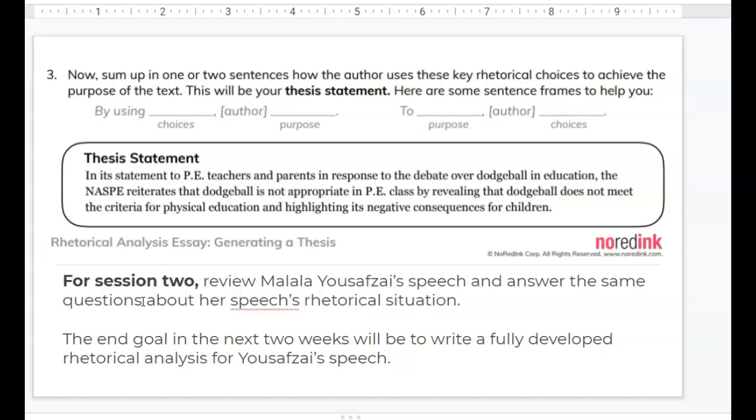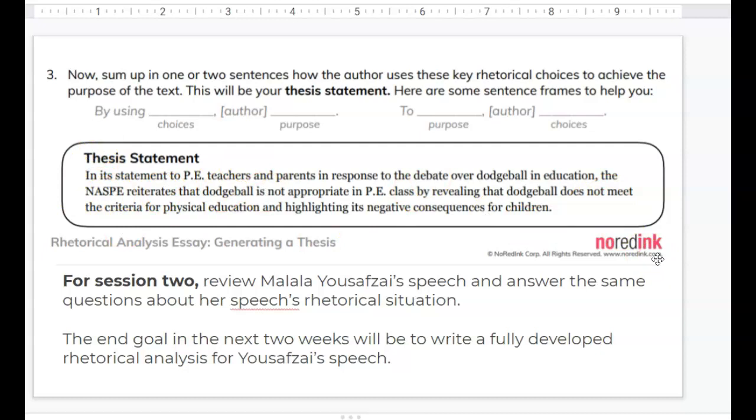So notice, the first part of that, they're giving us the context of when it was written and why. In its statement, in response to the debate, who is the person? Who is the audience? The NASPE reiterates what? What is their point? That dodgeball is not appropriate in PE class. How do they do that? By revealing that dodgeball does not meet the criteria for physical education and highlighting its negative consequences for children. So you will follow a particular structure just like we have in our literary analysis essays as well.